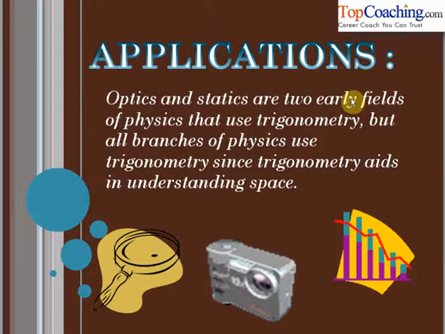Some more applications are optics and statics, the two early fields of physics that use trigonometry. But all the branches of physics use trigonometry since trigonometry aids in understanding space. So whenever we talk of optics or the phenomena that take place in optics, we apply the knowledge of trigonometry over there. And also not just the optics and statics, trigonometry is used in almost all the branches of physics because trigonometry helps us in understanding space, and space is related to physics. So physics very widely involves the use of trigonometry.